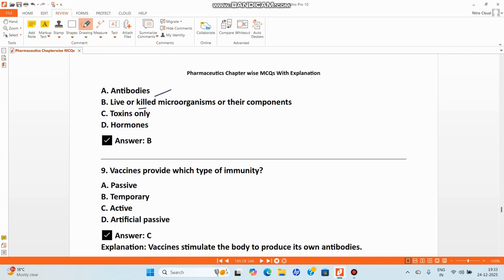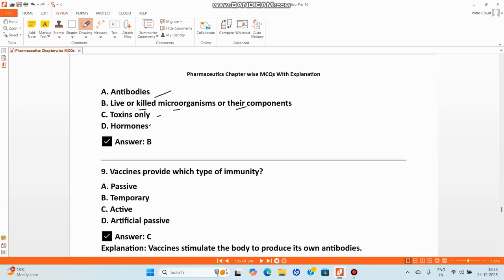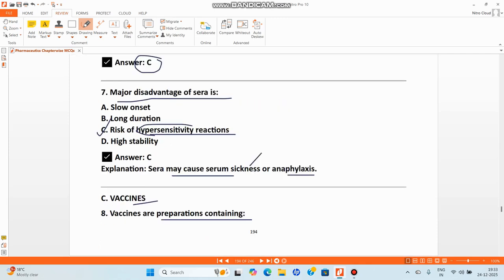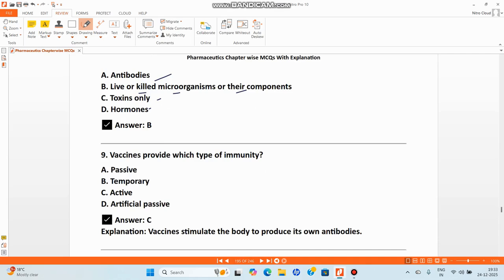Next, the vaccine or preparation containing what? Antibodies, live or killed microorganism or their compound, toxin only, and hormones. So it is there, that is key, a vaccine or preparation containing what? B, live or killed microorganism.